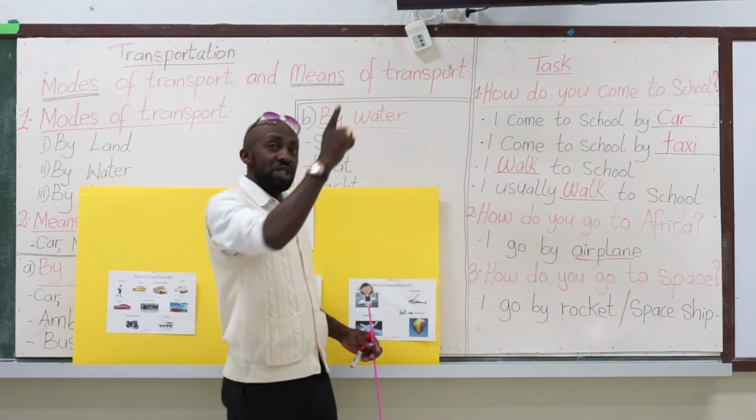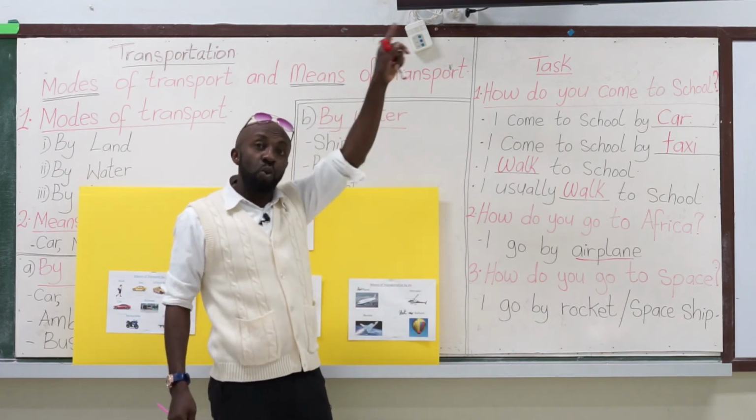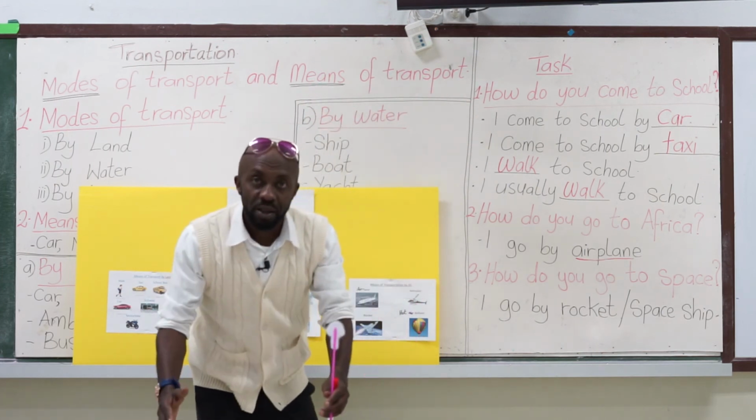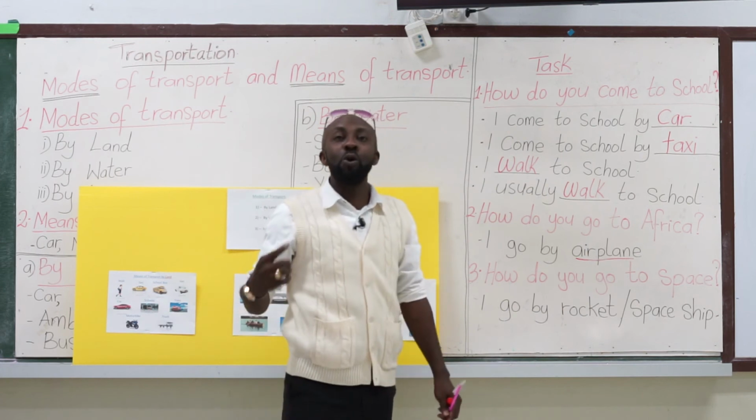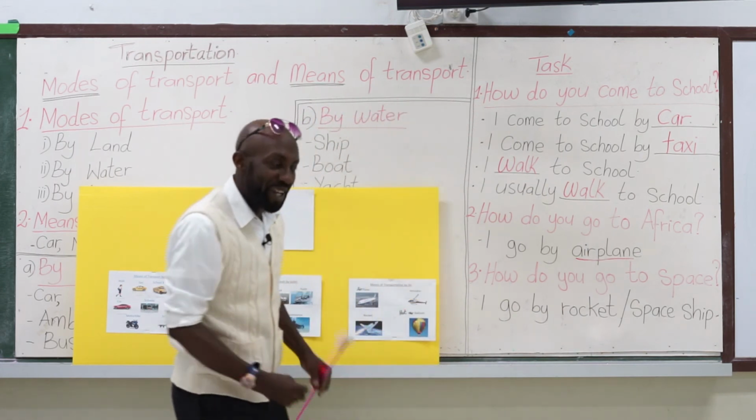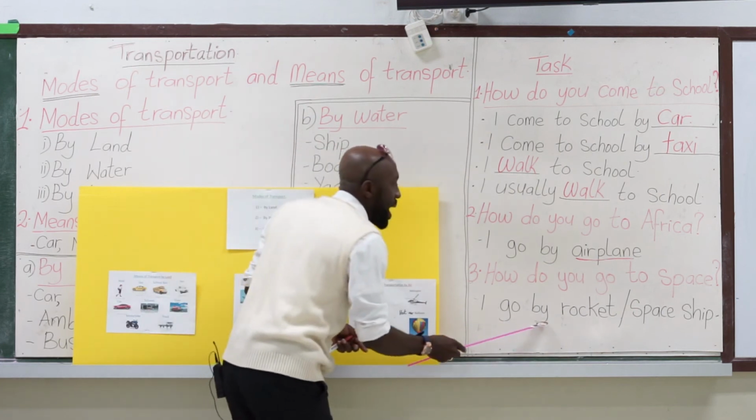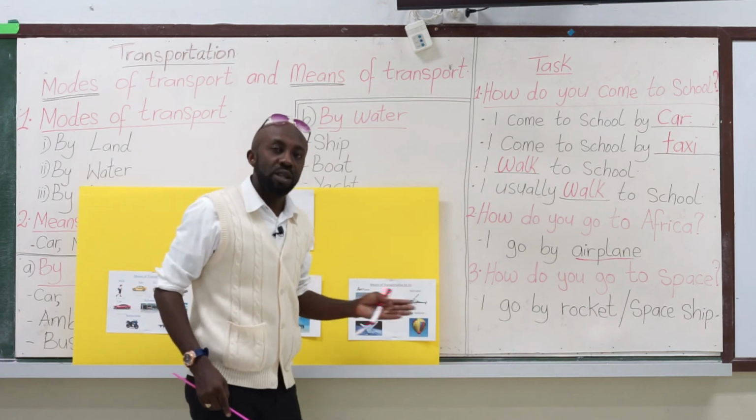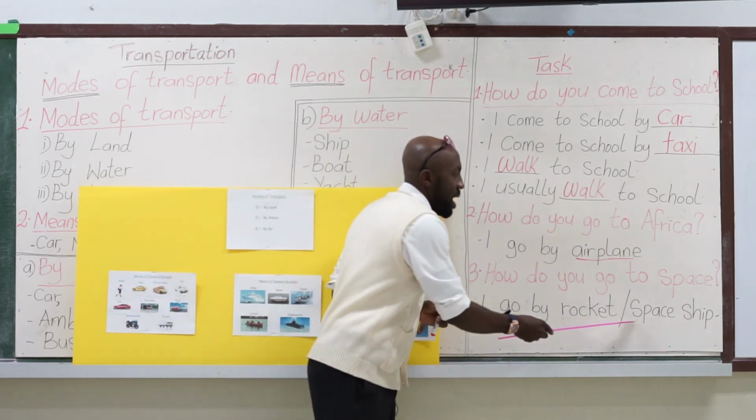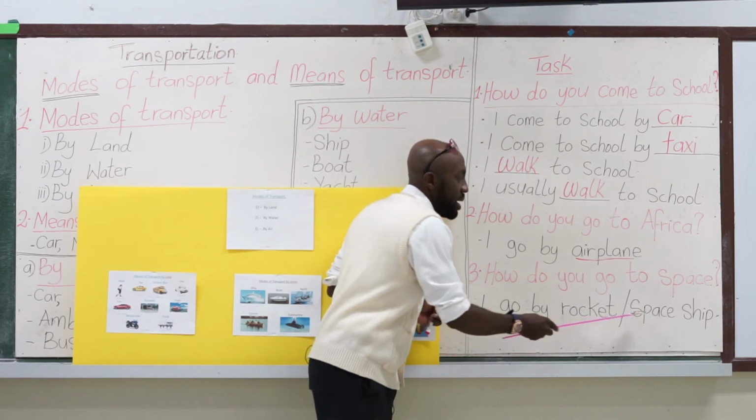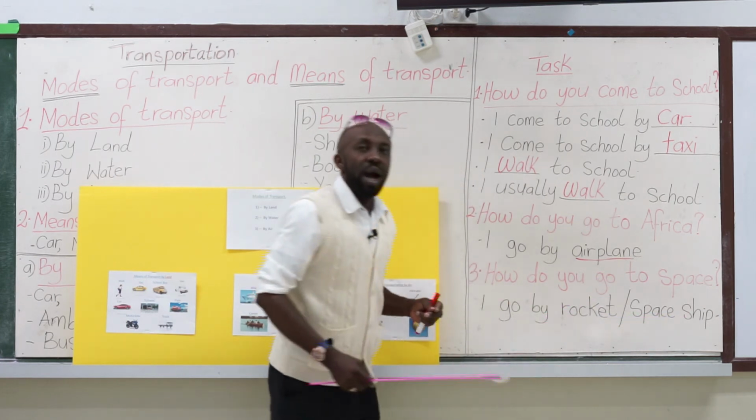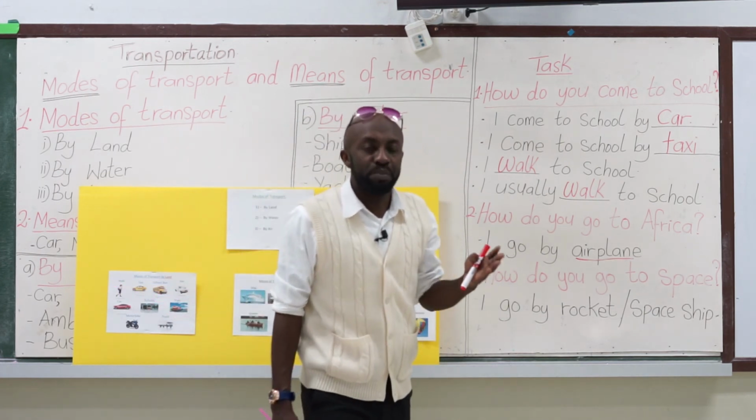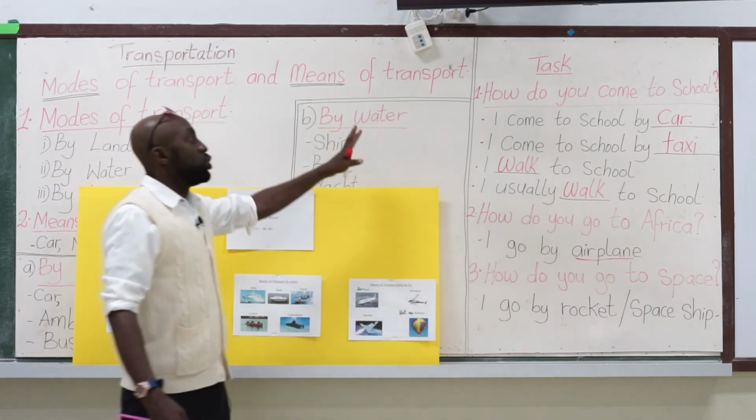Number three, how do you go to space? Space is where you have the moon. How can you move from the earth to the moon? How do you go to space? Okay? I go by rocket. Or I go by spaceship. I go by rocket or I go by spaceship. Students, do you understand?